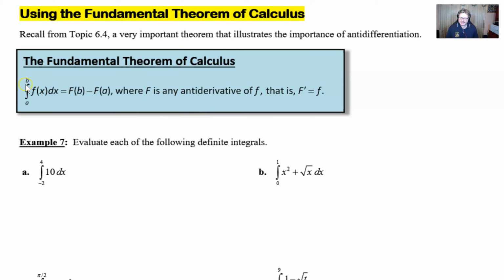It says the integration of f of x with respect to x as x goes from lower bound A to upper bound B is just the antiderivative capital F evaluated at B subtract the F evaluated at A. And like I said, we want to make sure that we recognize that relationship, that capital F is the antiderivative of f.